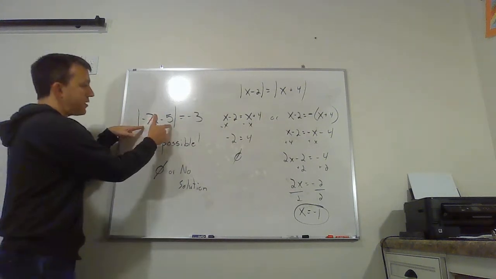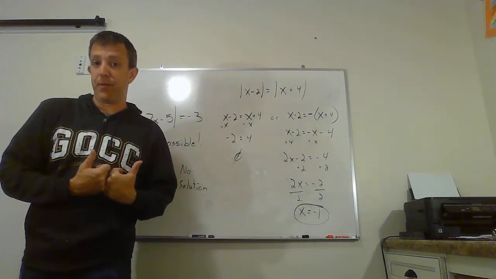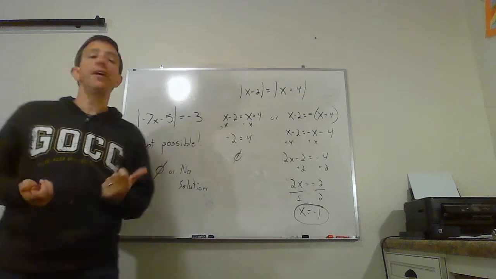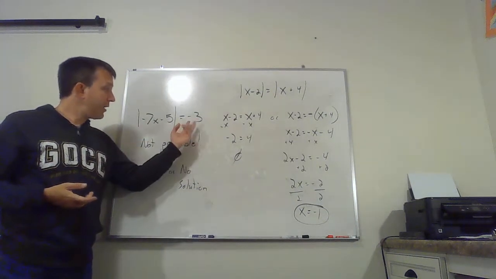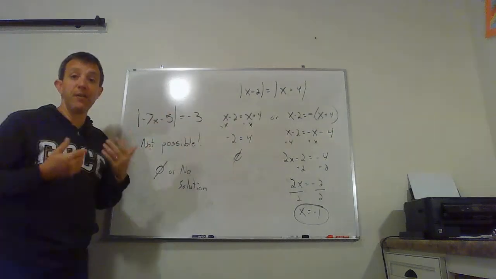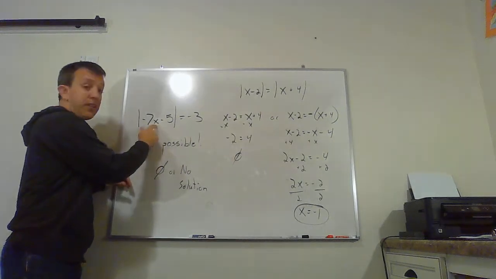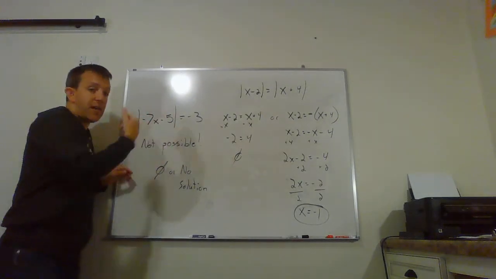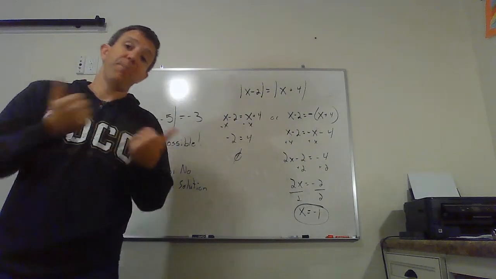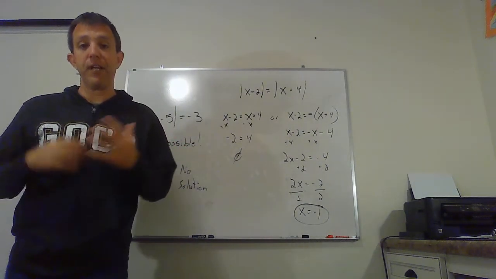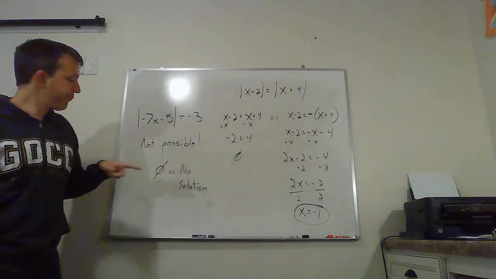Remember, whatever goes into an absolute value has to come out as a positive number, which means no matter what you pick for x, you can't get it to give you a negative 3. If you plug that number in, whatever it is, you multiply by negative 7, you subtract 5, it doesn't matter because when you take the absolute value, it's going to end up as a positive instead of a negative. So that's absolutely impossible. It's not possible.